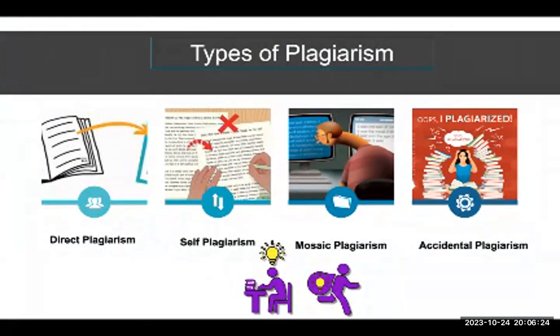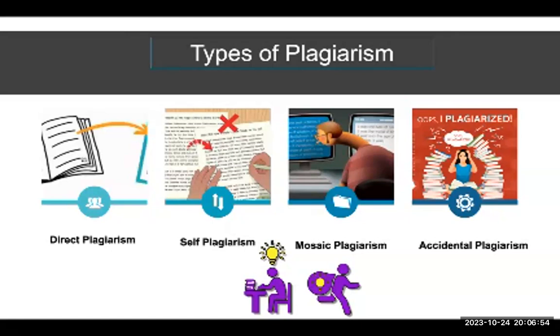We're going to discuss in detail that there are different types of plagiarism, and all are serious violations of academic honesty. For example, direct plagiarism, self-plagiarism, mosaic plagiarism, and the last one is accidental plagiarism. It doesn't matter what kind of plagiarism you're doing, all plagiarisms are a crime. So you need to avoid all kinds of plagiarism.